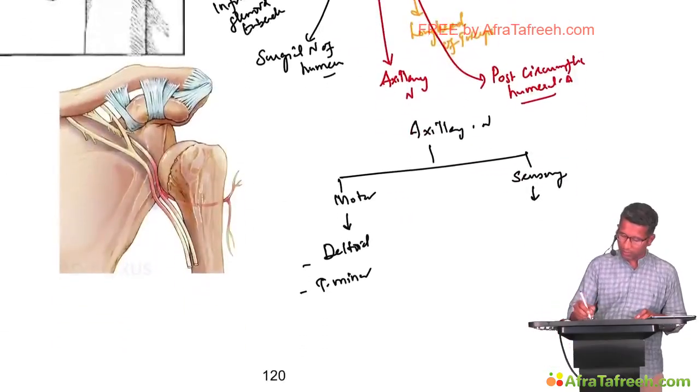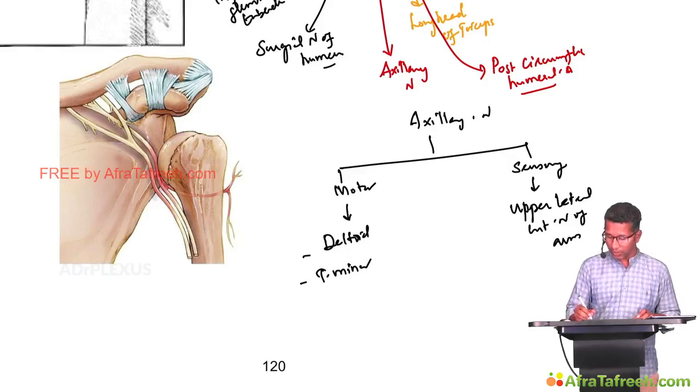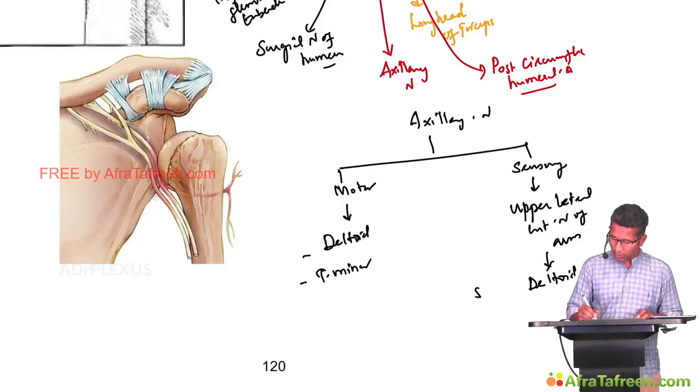So the sensory part here is the upper lateral cutaneous nerve of the arm. And where does it supply? It supplies the deltoid region. It supplies the skin over the deltoid region.